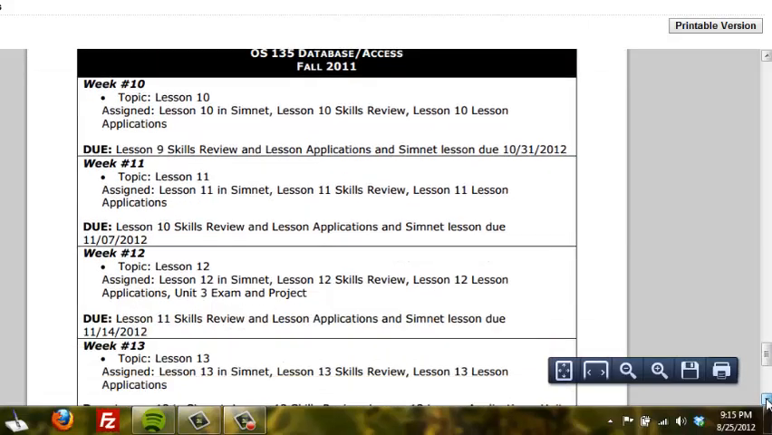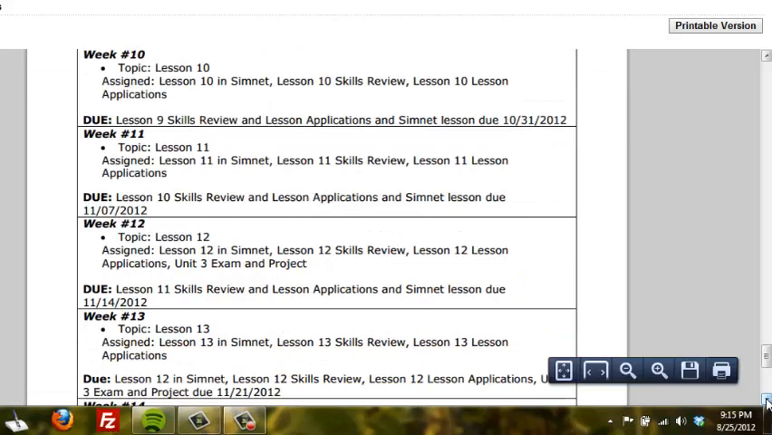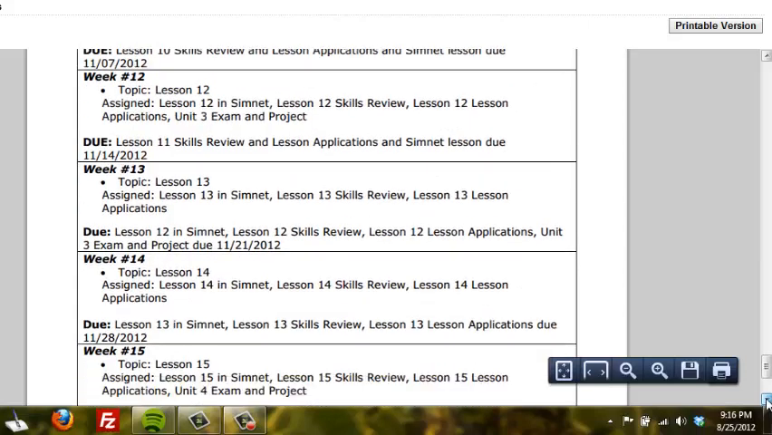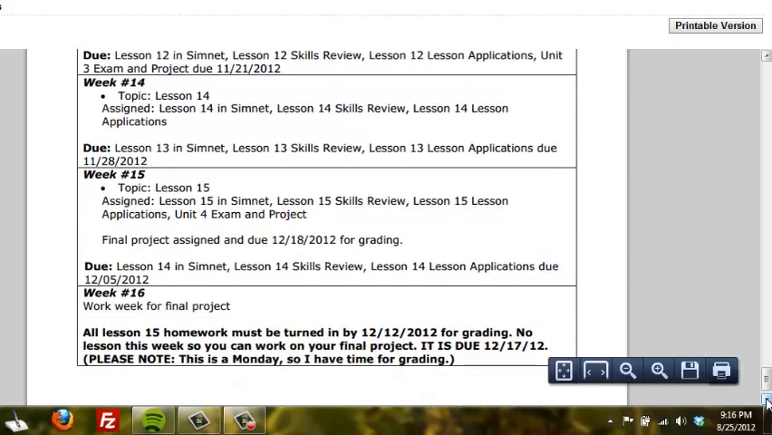As we come down a little bit more, you'll see at the end of lesson 12, again, we have the end of unit 3 and a project due on November 21st. And then all of your work, we have lessons 13, 14, and 15, and at the end of that a unit 4 exam. That work is due by 12/12, so December 12th. All lesson 15 homework, exam, project, all that information is due on December 12th.